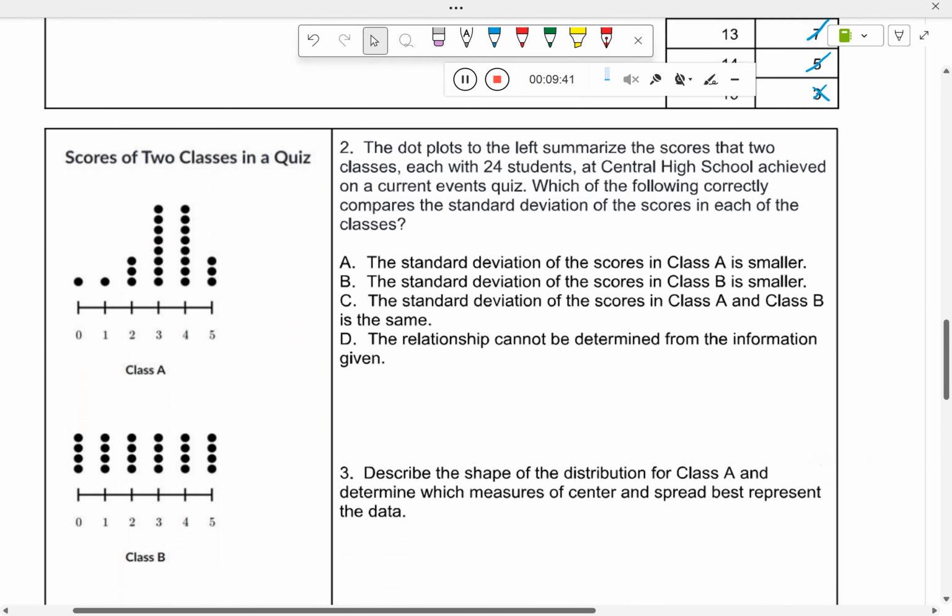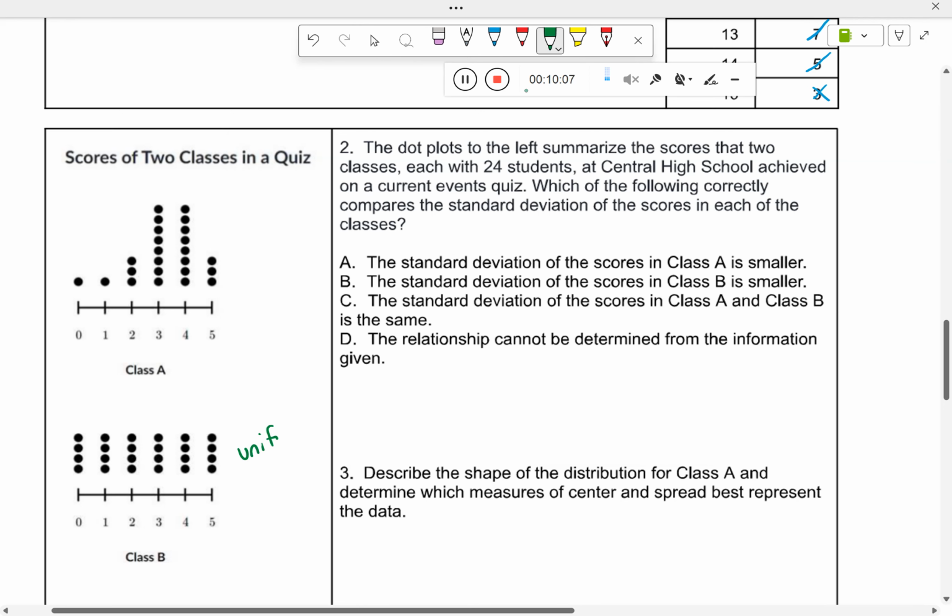Another type of question we should be asking is to interpret some line plots that are given to us. First, we would want to make sure we understood what was going on in the graphs. I see that these plots are both scores of 2 classes on a quiz. Class A has the scores as shown up above. It looks like they were scored out of 5 points on this quiz. And class B has the scores shown below.